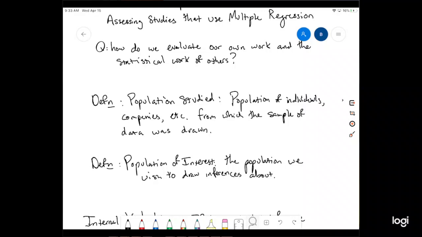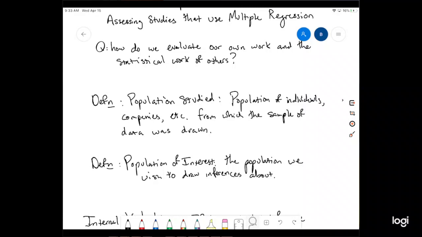The other definition is the population of interest. This is the population we wish to draw inferences about. Okay, so if we want to find out the effect of class size on test scores across the entire United States, the question here is, is the population studied, California, a sufficient population to draw inferences about the entire U.S., or should we sample from school districts across the entire U.S. to draw inferences about the entire population of the U.S.? So this is just an example.